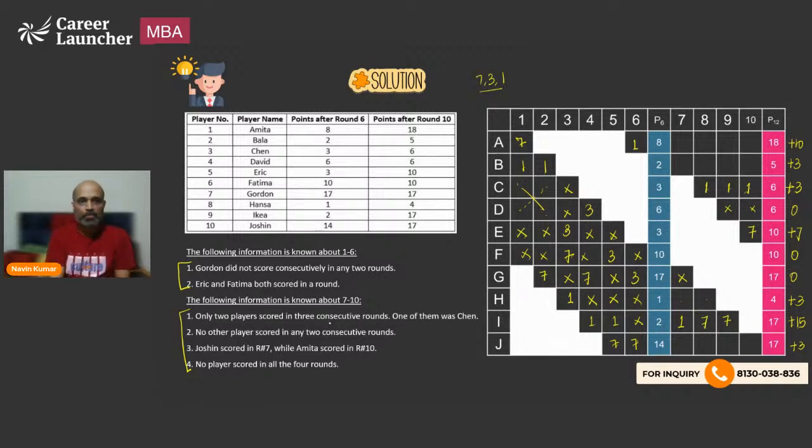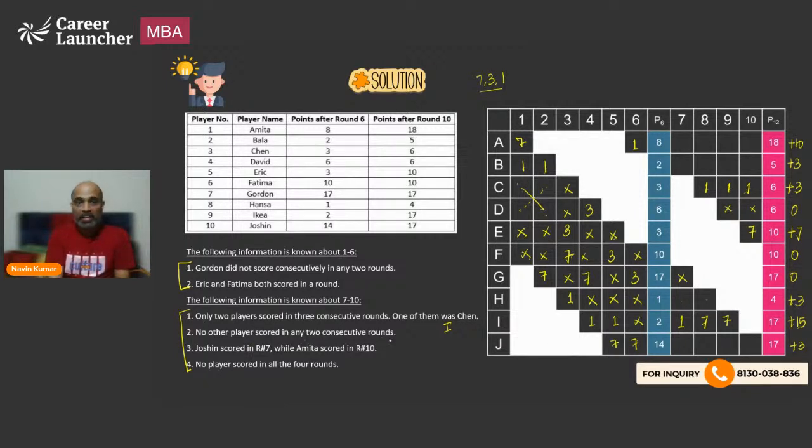So only 2 players scored in 3 consecutive rounds. One was Chen, yes. And can we say the other guy is I? That means no one else scored in 3 consecutive games. 1 is already done in all the 4 rounds. 7 is already done in 3 rounds. So can we say round number 7, there is a 7 missing, and 3s are missing in each of the 4 rounds, right?